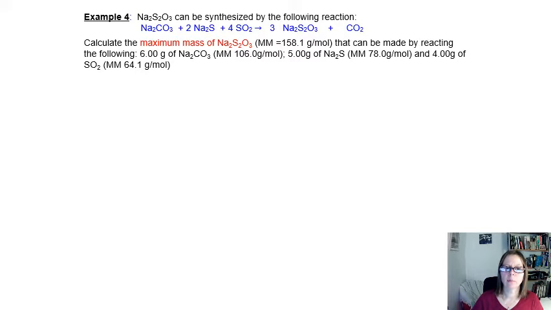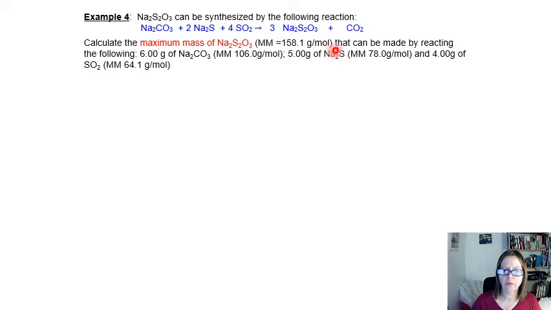Let us look at example 4. Sodium thiosulfate can be synthesized by the following reaction. Sodium carbonate reacts with sodium sulfide and sulfur dioxide to give sodium thiosulfate and carbon dioxide. The question is, calculate the maximum mass of sodium thiosulfate.